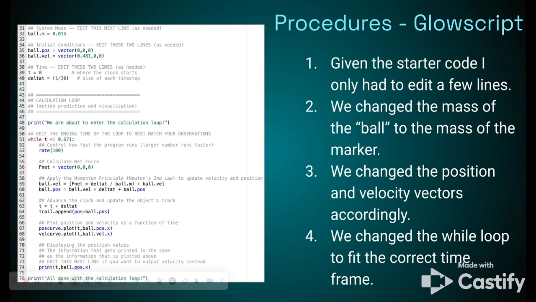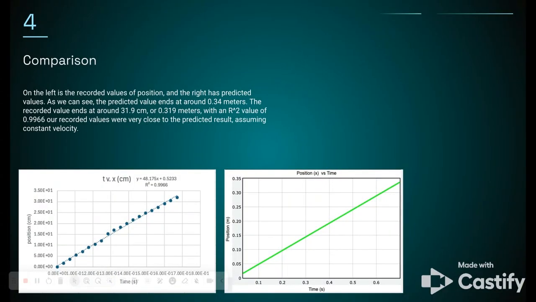For the GlowScript code, we were given a starter code where we edited a few lines. We changed the mass of the ball to the mass of an Expo marker, 15 grams. We put in the initial position and initial velocity shown in the last slide. And we have a change in time, which is 1 over 30, again shown in the last slide. We have this while loop, which runs the code to calculate the new position and plot the points. And we have to make sure that time is no more than 0.671 seconds, because that's the total time of the video that we have.